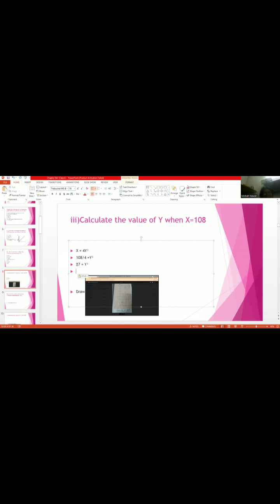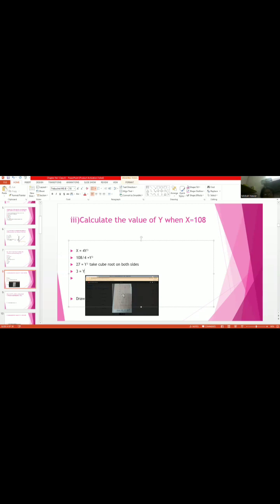Now I have to take the cube root because I don't want the value of y cube. I just want the value of y. So I have to take the cube root on both sides. Clear? And after taking the cube root, I know the cube root of 27 is equal to 3 and the cube root of y cube is equal to y. So y is equal to 3.